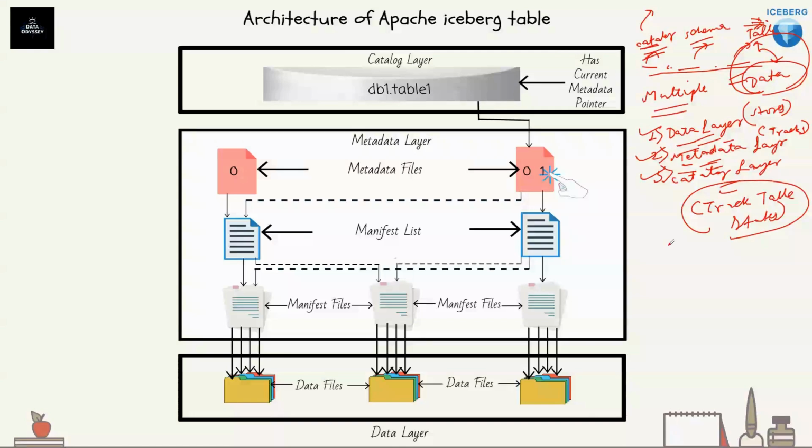Okay, so first of all, at the bottommost part of the Apache Iceberg architecture, you can see we have the data layer, right? Now what is this data layer basically? So this data layer has got the data files, okay, and these are the files where your actual table data is getting stored.